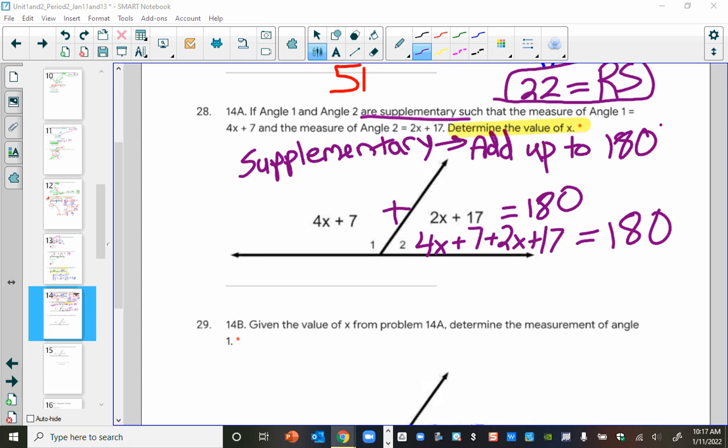We have to solve for the x. That's step one, for 14B, solve for the x first. Once you get your value of x, then you're going to plug it in. Okay. Step one, solve for that x first. And if you're finished, then momentarily I'm going to start coming around, making sure you did it. And then you get full credit.